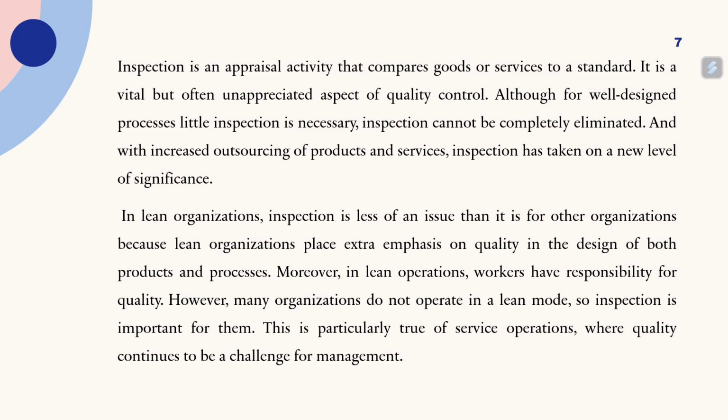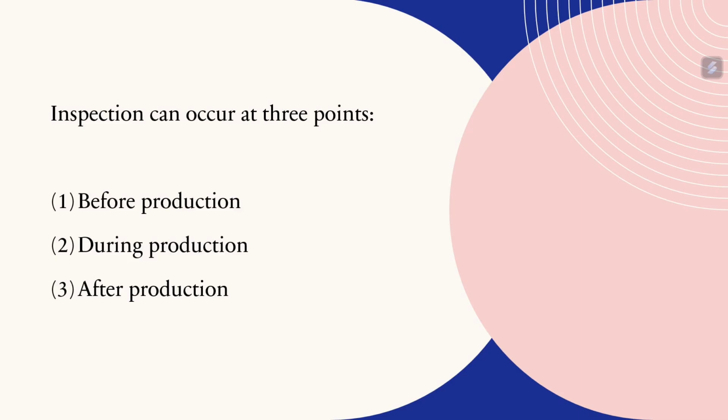This is particularly true of service operations, where quality continues to be a challenge for management. So inspection can occur at 3 points. First is before production, second is during production, and third is after production. So the logic of checking conformance before production is to make sure that inputs are acceptable.